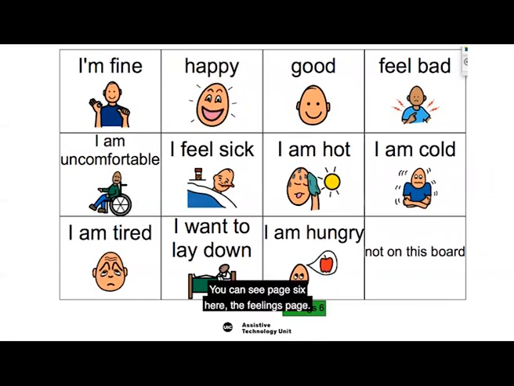You can see page 6 here, the feelings page. You'll notice there's a green tab at the bottom with the label feelings and a number 6, which makes the pages easier to find within the book.